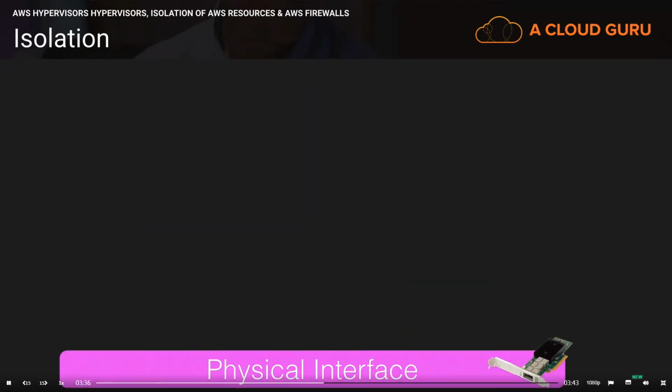Let's talk about isolation. So we have basically our physical interface down here. So we've got our network, our network cards, etc.